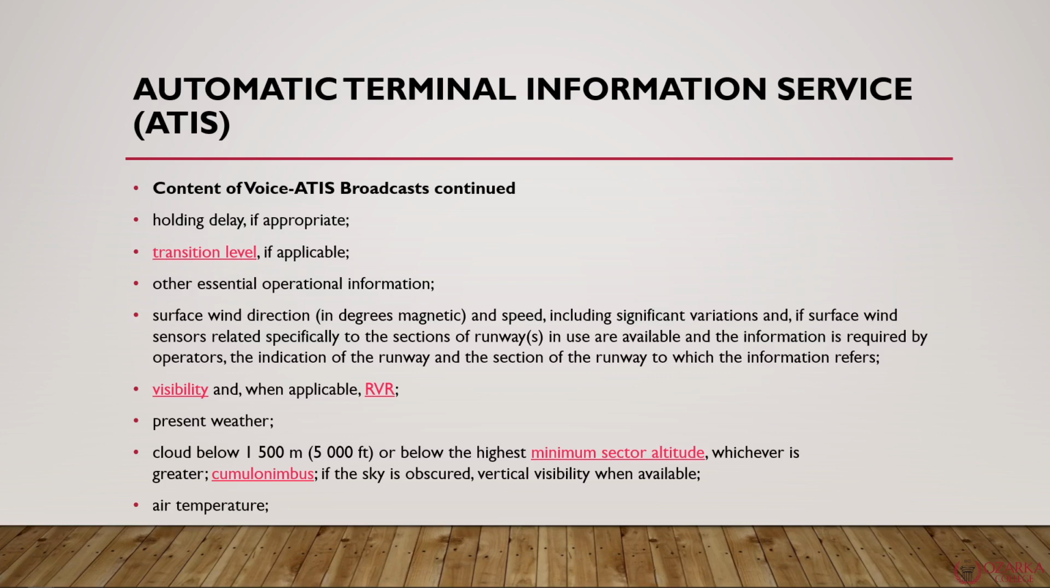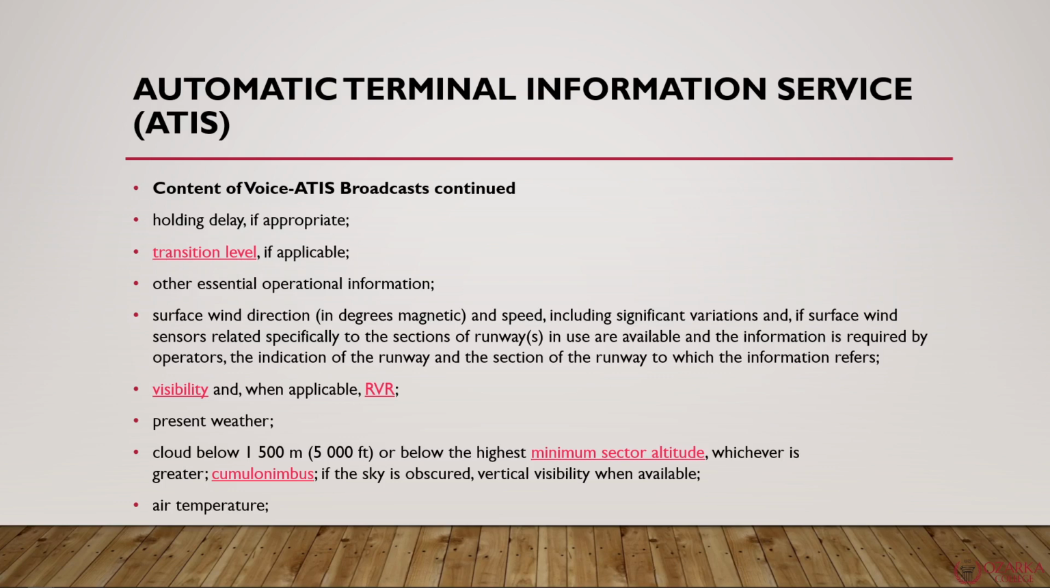They'll tell you if there's a holding delay, the transition levels, and other operational information, surface winds in magnetic degrees because it's coming from the ground, speed, significant variations, surface wind sensors related to things like low level wind shear, things of that nature, and an indication of the runway and the section of the runway for which the information refers. So that's talking about, like, if part of the runway has poor braking action, they'll tell you that.